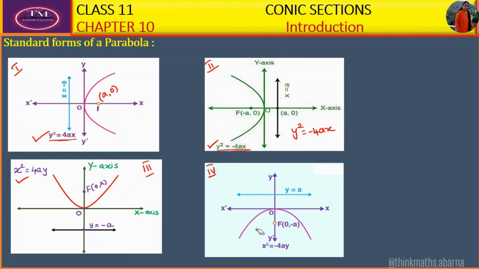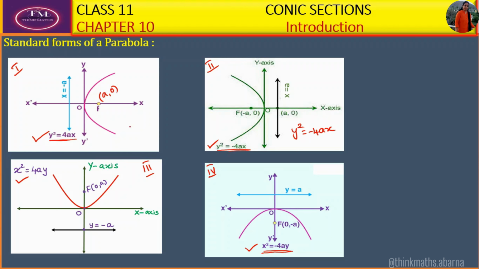Next, fourth one. Here, the parabola mouth will be wide open in the negative side of the y-axis. Therefore, the focus will be 0 comma minus a. So here the focus is on the y-axis. On the y-axis, the x value will be 0. So the focus will be 0 comma minus a. Then the directrix will be on the positive side of the y-axis. So its equation is y is equal to a. Then the equation of the parabola is x square equal to minus 4ay. So these are the four equations of the parabola.